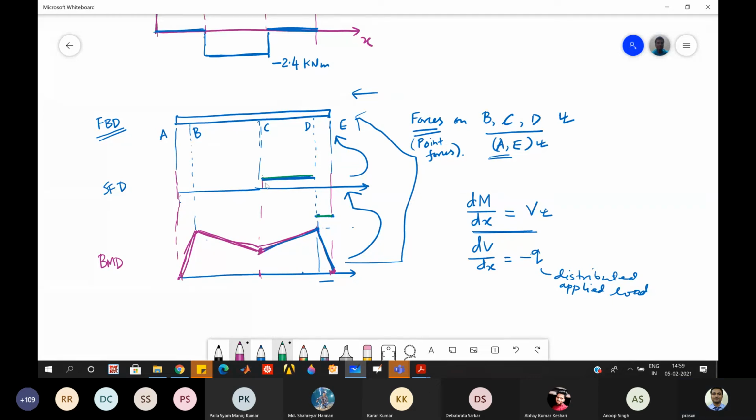Now what about this BC portion? Sir, slope is negative. Slope is negative, and if I have a symmetric M here, then you can see it will be the same as this one, right? Yes, sir. So it is this. And then what will be here? It will be exactly the same magnitude as this, but it will be positive. So it is here. Okay, so this is your shear force diagram.